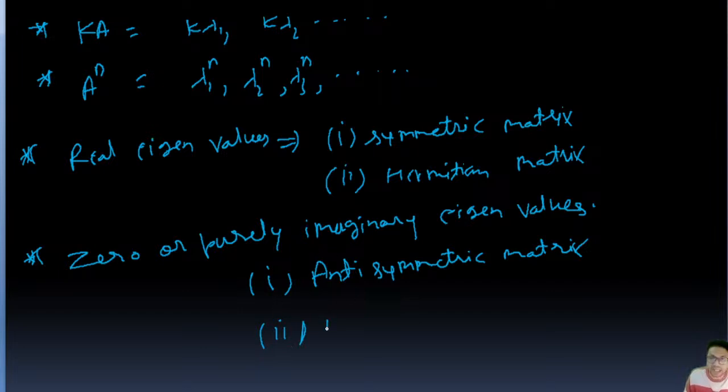Second, for an anti-Hermitian matrix, eigenvalues will be either zero or purely imaginary. Antisymmetric matrix, we can also say skew-symmetric matrix.